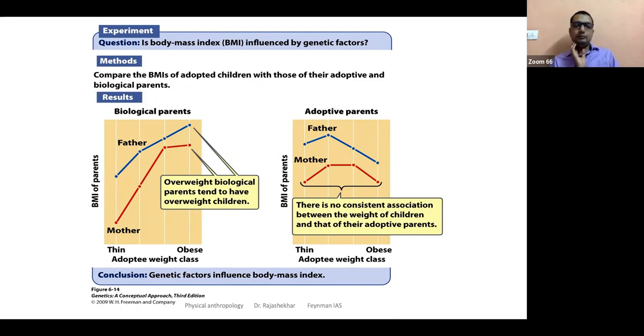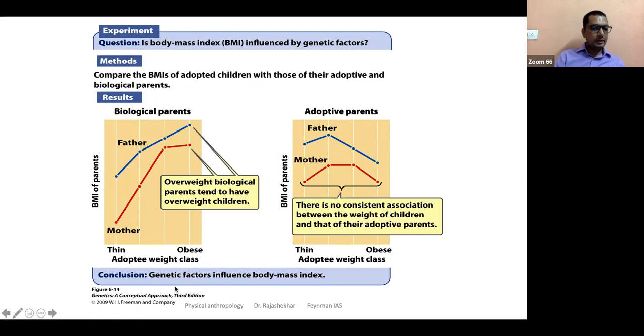So what does it tell? We have to be careful with these studies as well. These are correlation studies. What is the study telling us? Main role of genetics or main role of nurture? Genetics, because they have more correlation with biological parents with whom they share their DNA. Here they share the environment, but there is not much correlation here. So the conclusion from this study is genetic factors influence body mass index.